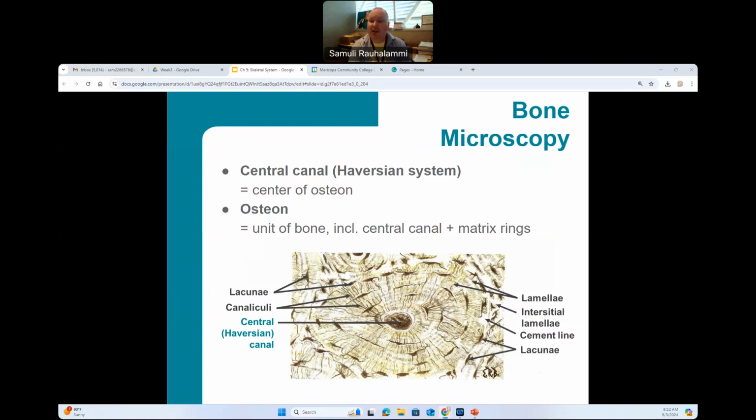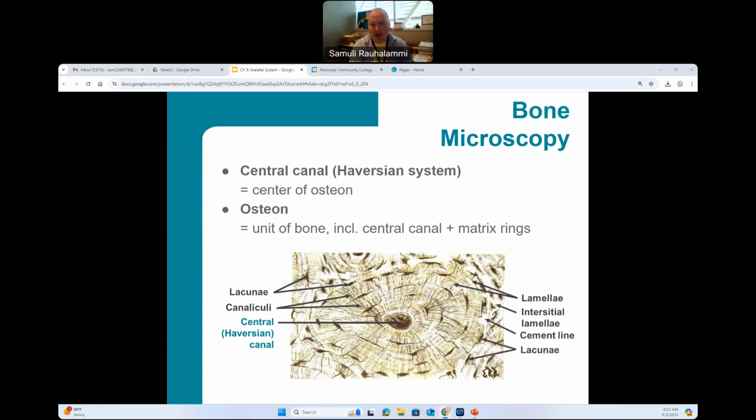Like I mentioned, this is the structural and functional unit of compact bone. We are seeing one osteon on this cross section, extending almost from all corners of the picture, this whole round shaped structure.